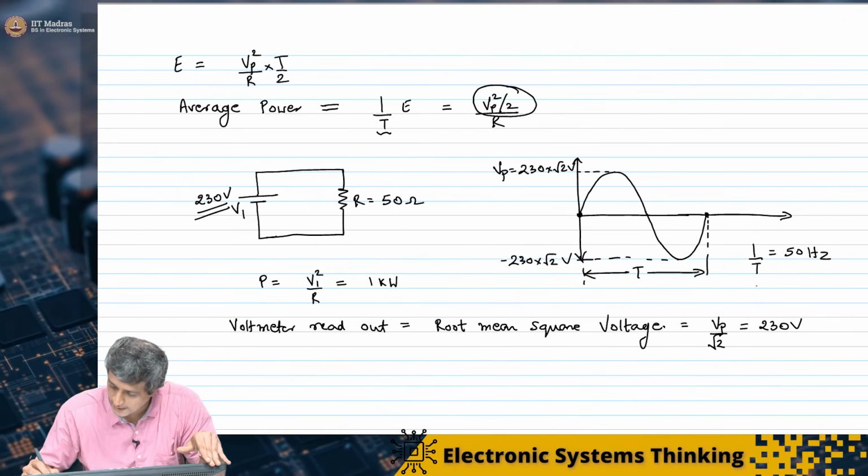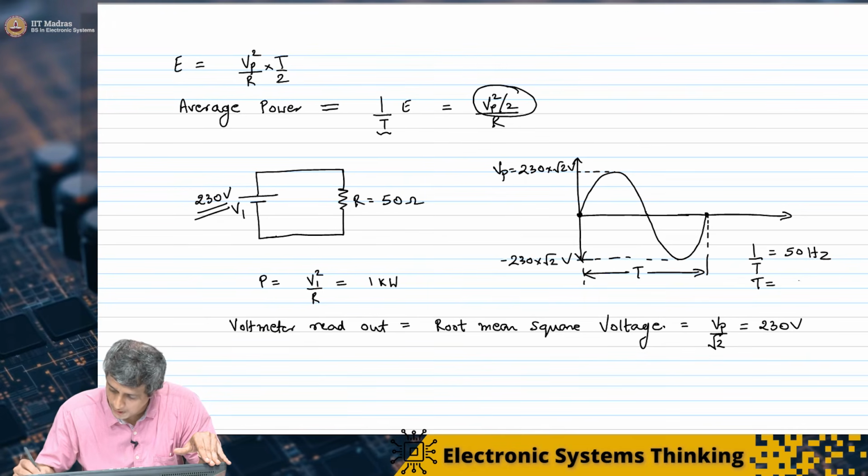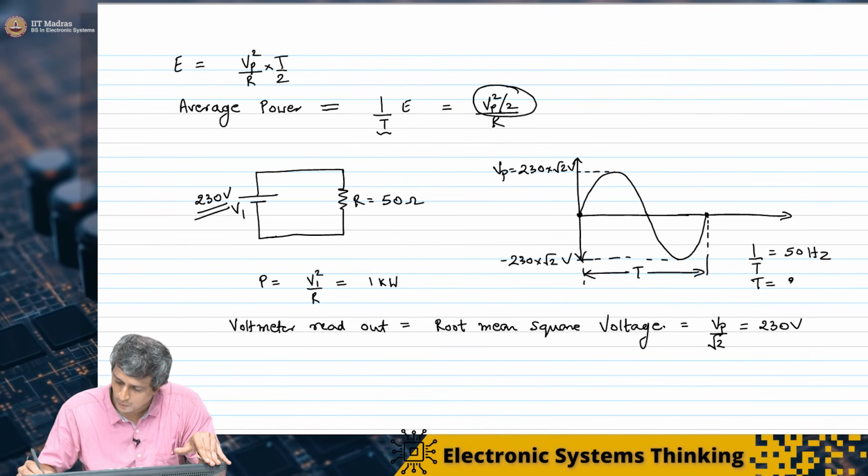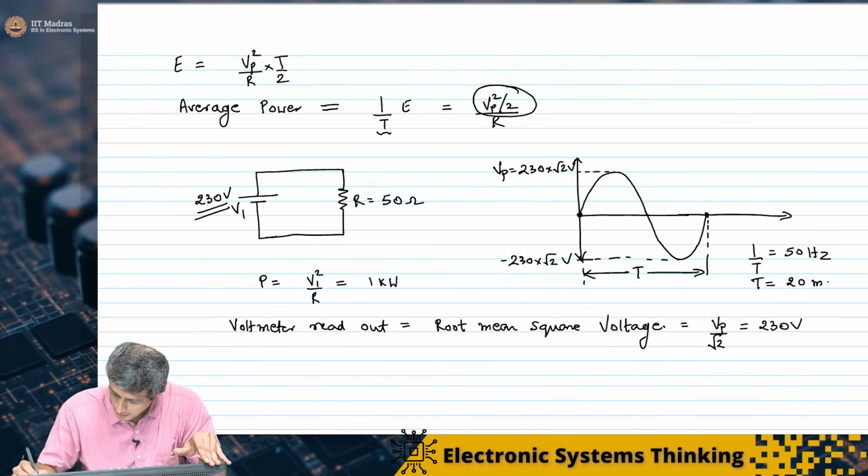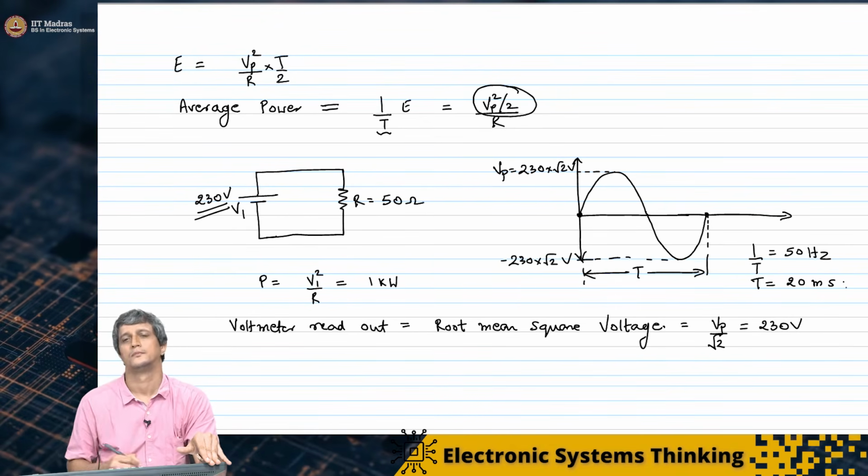So if you look at the time period, this will be about 20 milliseconds. In the next lecture we will look at what is the meaning of a harmonic, and why we have to deal with harmonics in electrical engineering as well.